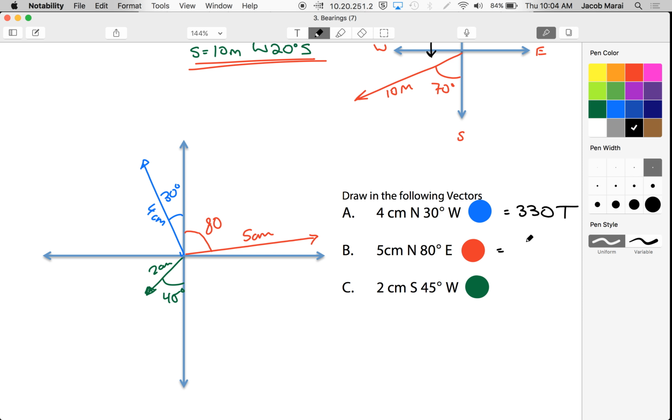One thing, it's a 3-digit number, so you don't write 80, you write 080, capital T. It's a bit silly to think, but if it was 5 degrees north 5 degrees east, it would be 005. Okay? Then this one, 180 plus 45 is 225.